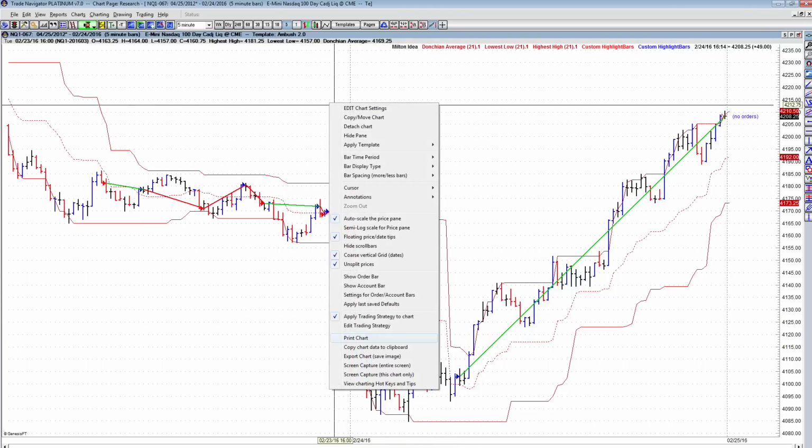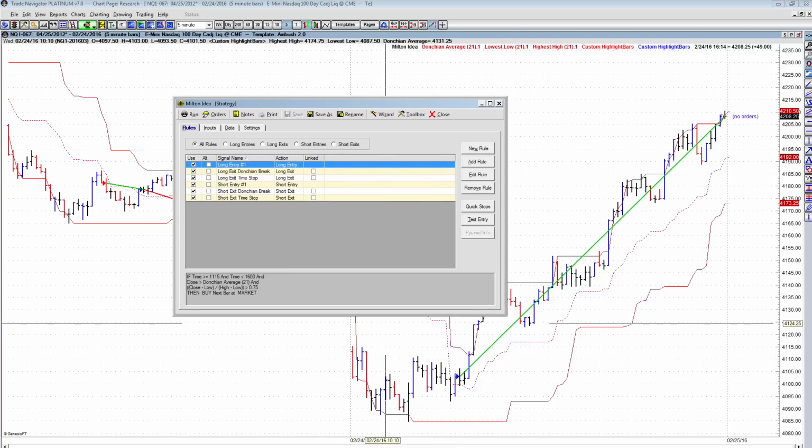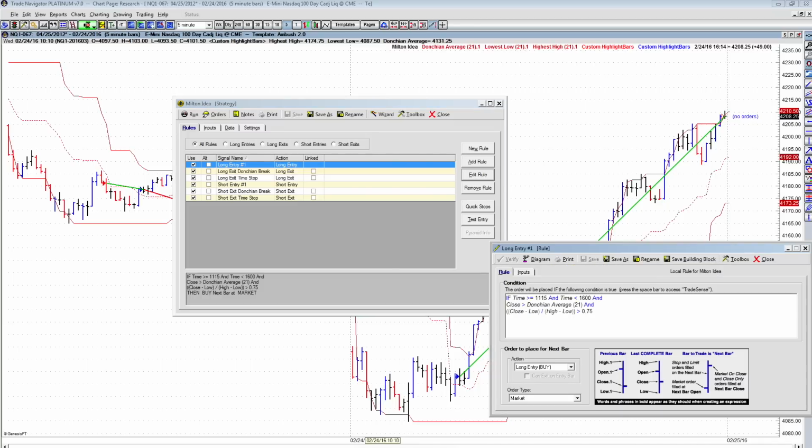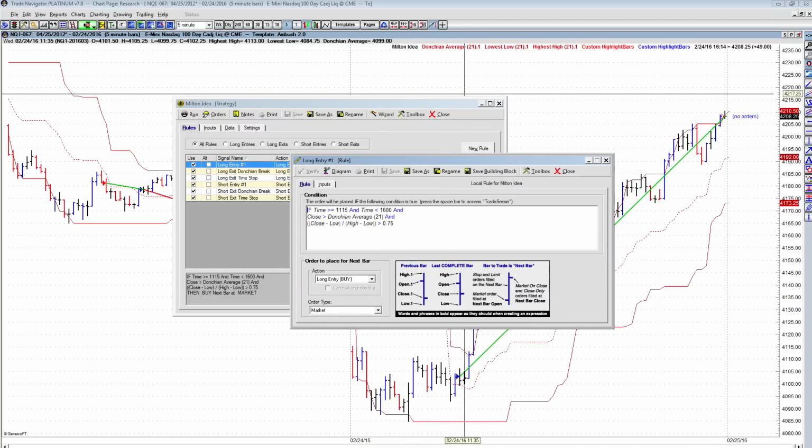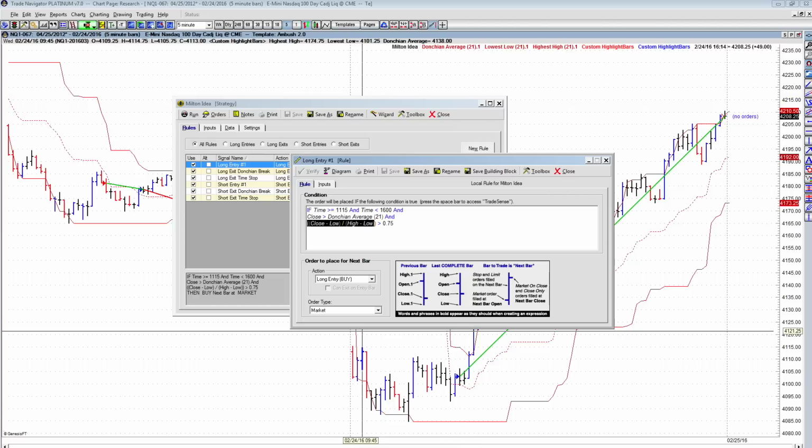Next, let's have a look at the actual strategy. It was quite simple to do that. So for long trades, let's have a look. First we check if the time is in the time frame we want it to be in, so not before 11:15, not after 16. We want the close to be above the Donchian average, and we want the close to be in the upper 25%. This is what this formula does. And if that's the case, we're just going to get in at the market.